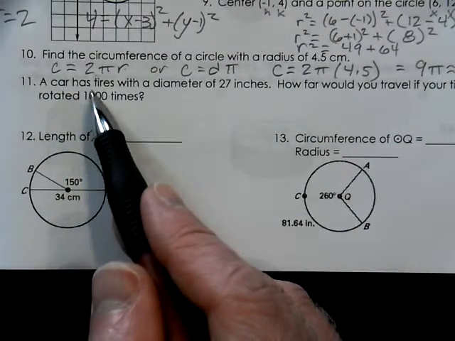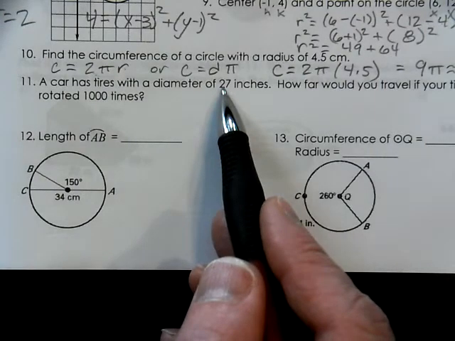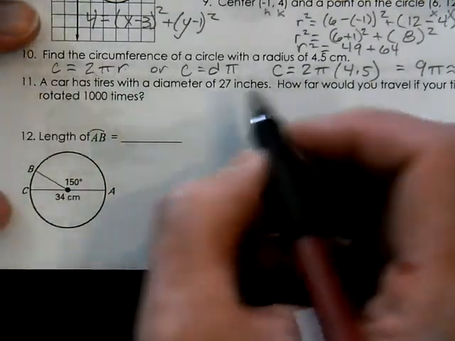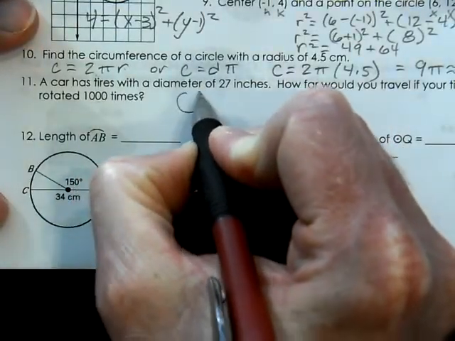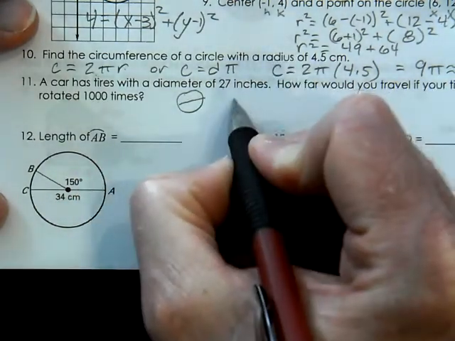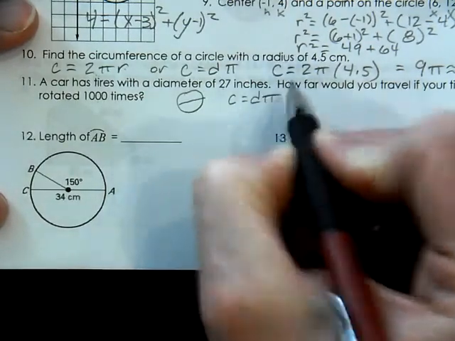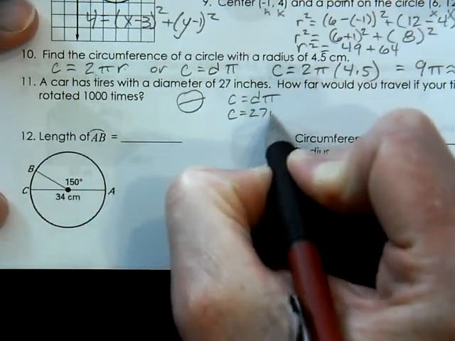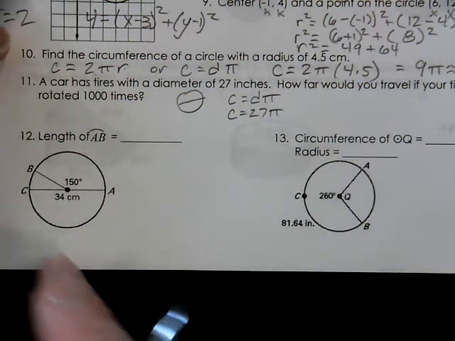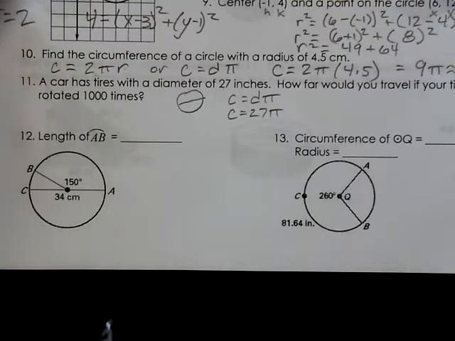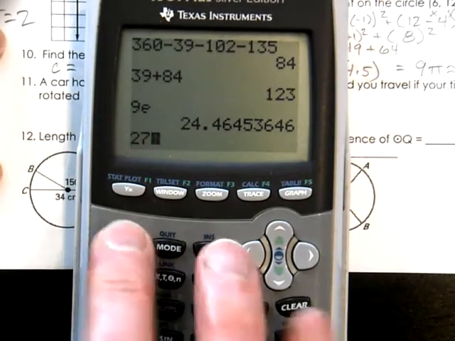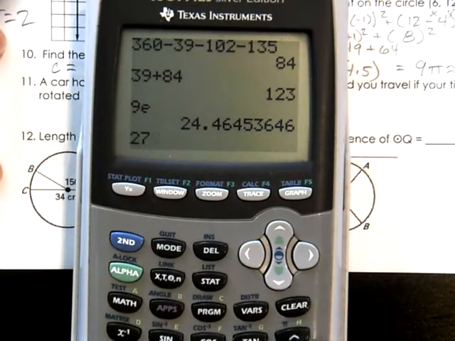A car has tires with a diameter of 27. How far would it travel if it spun 1,000 times? So if we have a wheel with a diameter of 27, then the circumference is diameter times pi, so the circumference is 27 pi. So that's how far it is all the way around the wheel. And if you were to do that 1,000 times, we have 27 pi.